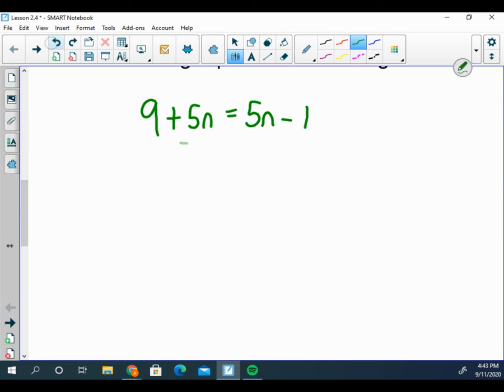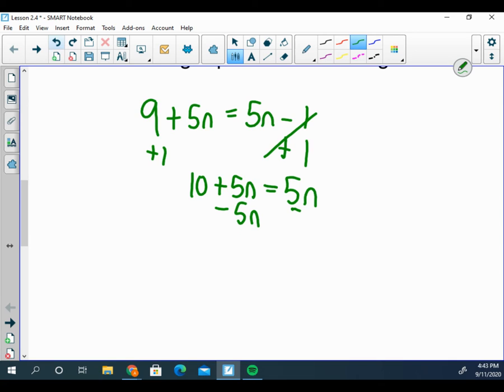So I go back. Here's the hint. I didn't mess up. So let's say I start with, okay, I messed up. Add 1, and I get 10 plus 5n equals 5n. Get the constant alone, get the variable alone. Subtract 5n, and oh no, I'm going to end up with 10 equals 0, because the 5n's will cancel on both sides, so I have nothing. Well, that doesn't make sense either.